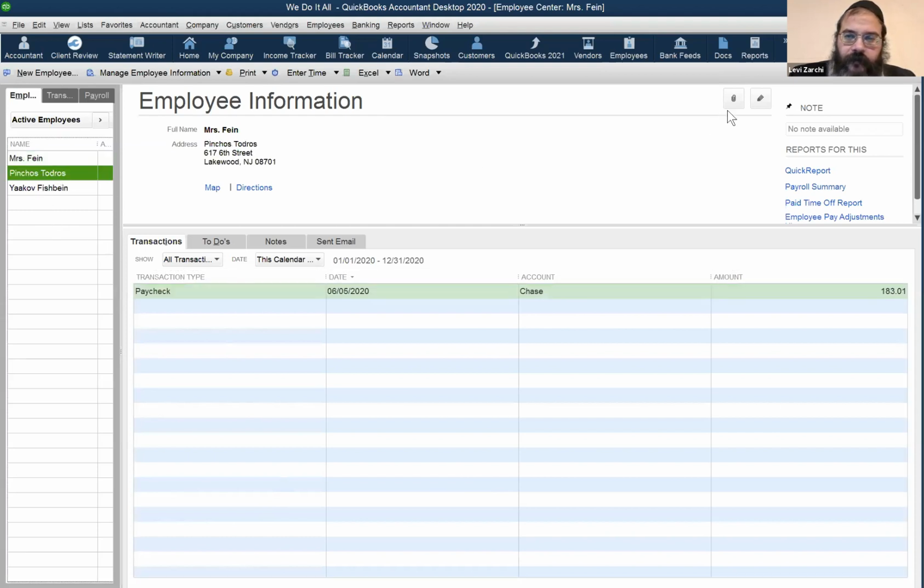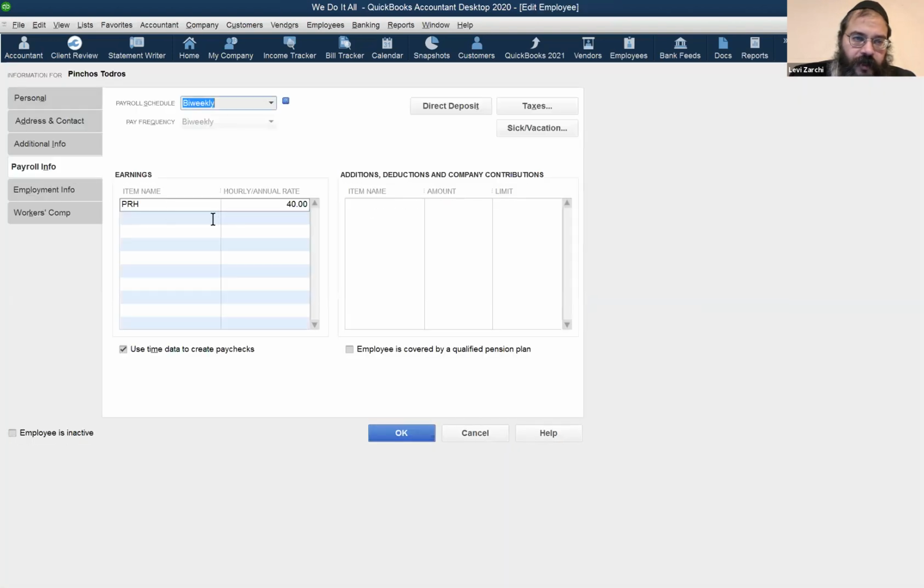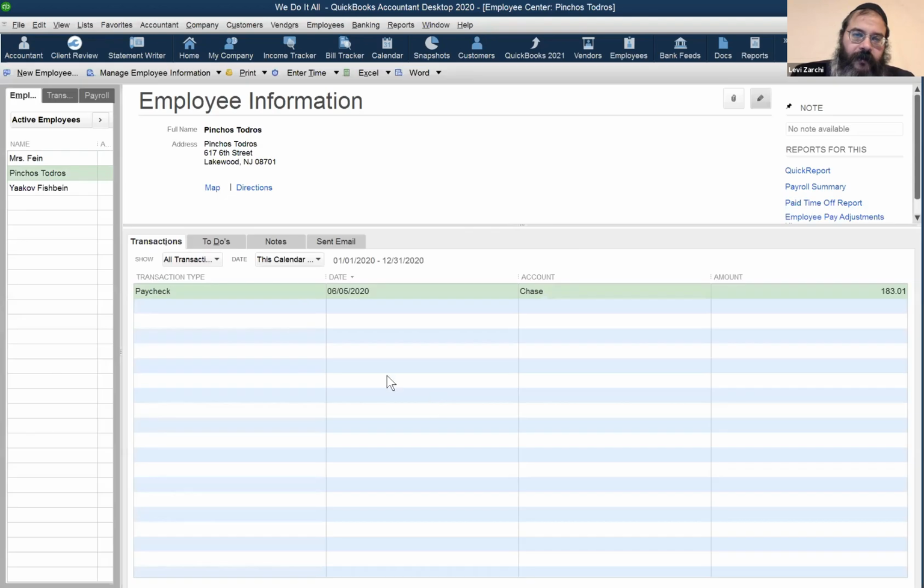So we have now, for those who want to know, Pinchas Tadris, when he gets paid, his info is PRH. PRH was an example of an hourly rate of $40, but it pulls from a timesheet, from time data. So when he does 5 hours of work, he gets a paycheck.